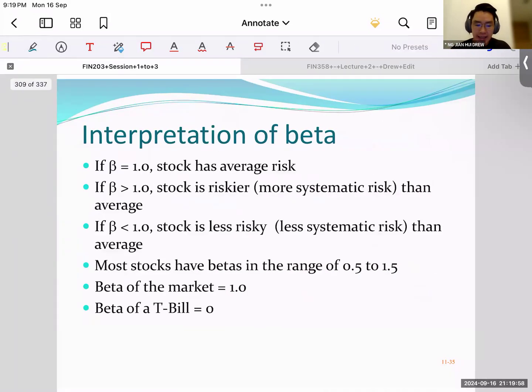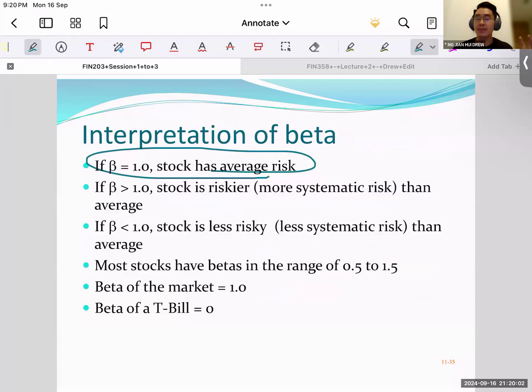Now, the average risk of the market is beta 1. So 1 is the average. If you buy the S&P 500, or the Straits Times Index for Singapore stocks, the beta is 1. This is the average beta. Any beta that is more than 1 means this stock is more risky, with more systematic risk than the market or the average. Similarly, if it's less than 1, it's less risky, with less systematic risk. So beta is just a measure of systematic risk, and the market beta is 1. This is a very important definition you need to know.